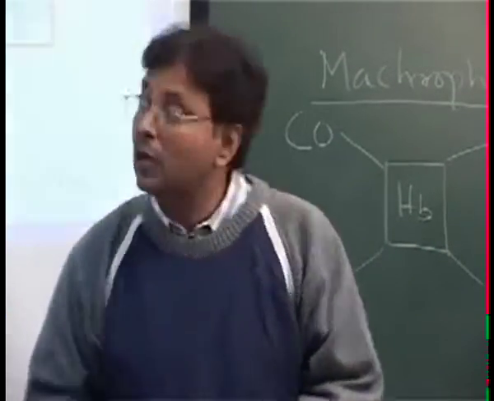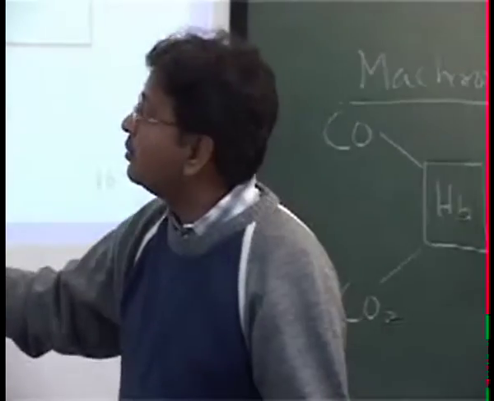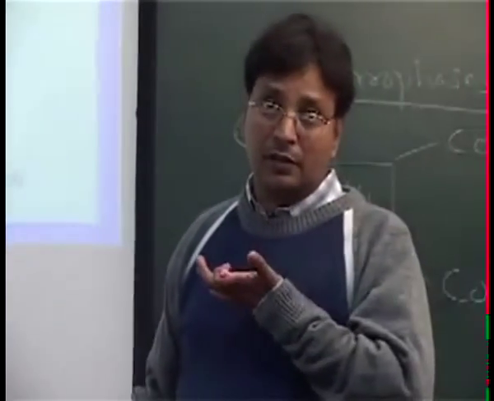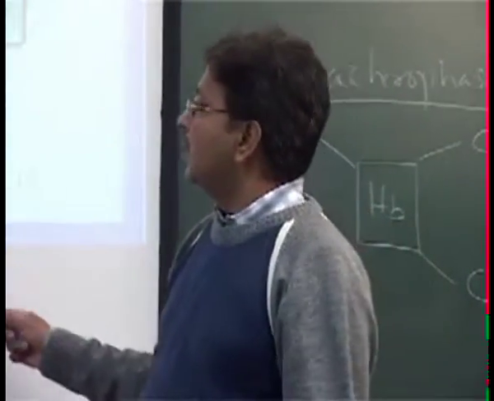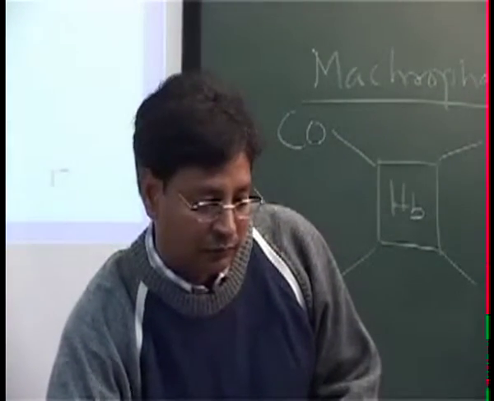These are the levels which I will pass on to you. The mortality levels have gone up, and asthma, acute respiratory diseases and increased chronic bronchitis are reported. Why the bronchitis? Bronchitis is still the upper part of the lungs, okay, not the deeper part of the lungs. And the standards are there for the safeguard of this.